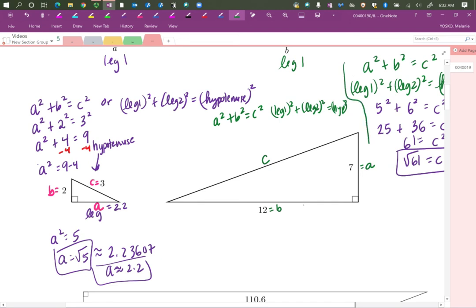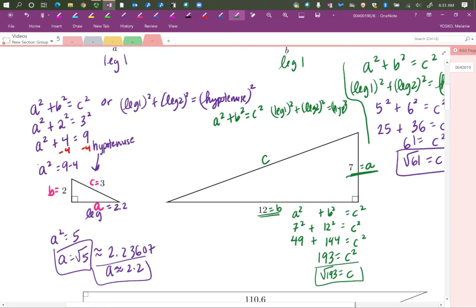So let's solve this down here. We have a squared plus b squared equals c squared. Well, a is 7, right? So 7 squared. B is 12, so I have 12 squared. And I'm looking for the hypotenuse squared. Well, 7 squared is 49. 12 squared is 144. And I'm going to add those up. I get 193 is c squared. So I want to take the square root of that. The square root of 193 is equal to c. That would be an exact answer.